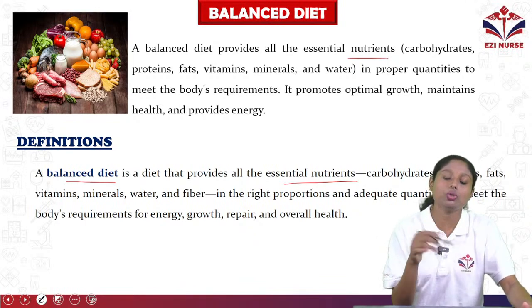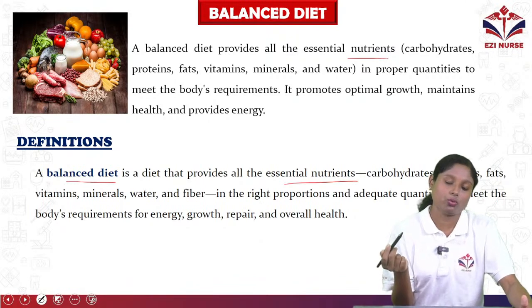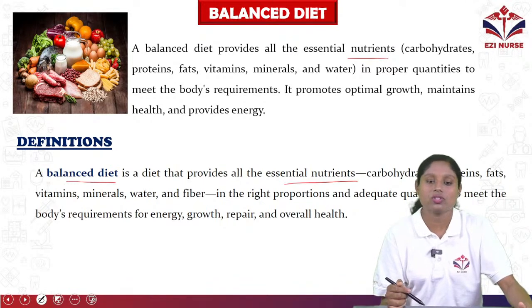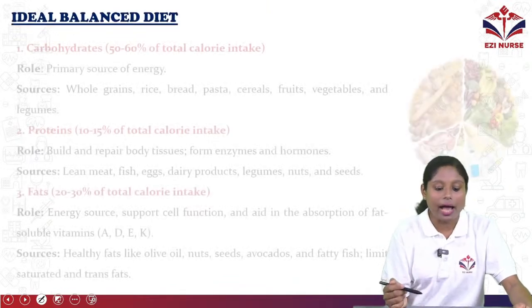So how do we need to take the nutrients? It should be in the right amount and right quantity that we need to take. That is what is called a balanced diet. So that's the definition of balanced diet. Let's move on. We will see the ideal balanced diet.